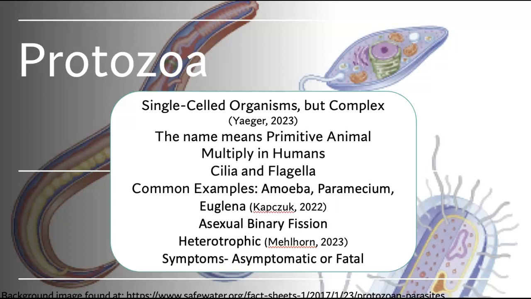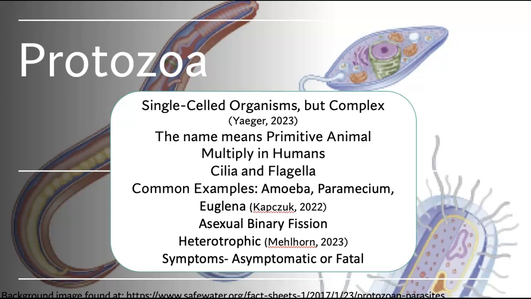They reproduce asexually by binary fission, which is when a parent cell divides and creates two identical cells that can also then further grow and divide. Protozoa are heterotrophic, meaning that they rely on other food sources for survival, as you could imagine, because they're parasites.